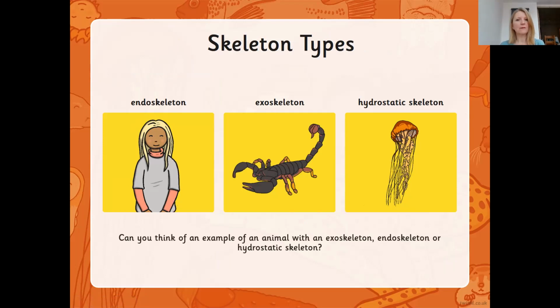Okay, just pause for a moment, because in your activity, you're also going to have to do this. Can you think of an example of any other animals with exoskeletons, endoskeletons, or hydrostatic skeletons? Which other animals would go into those groups? Have a think. What would have an endoskeleton? What animals would have an exoskeleton? And which animals would have hydrostatic skeletons?